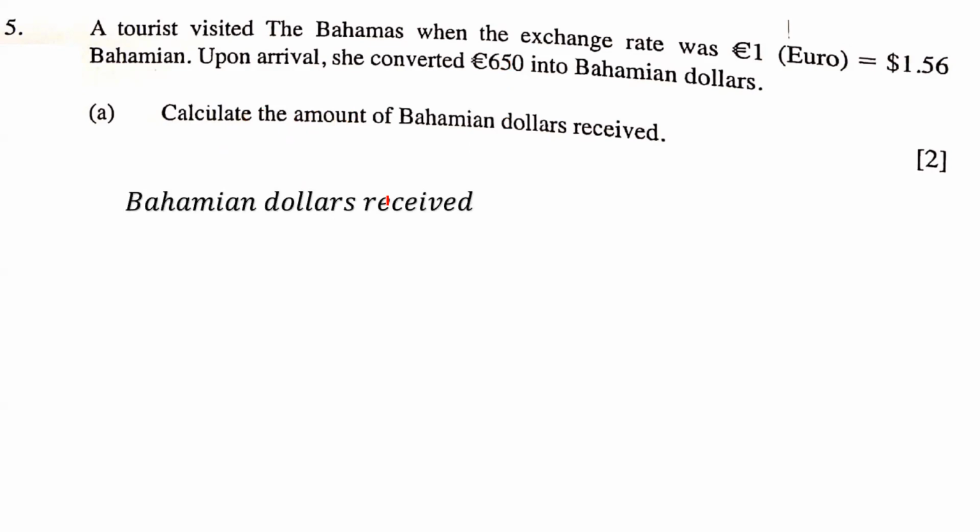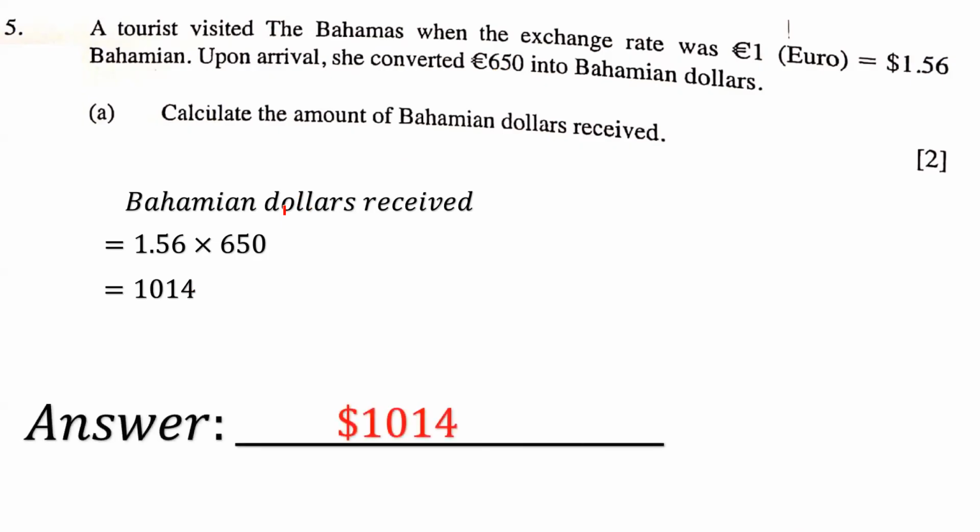We're going to multiply. The Bahamian dollars that she's going to receive is 1.56 times 650, and it's going to be 1,014. So the amount of Bahamian dollars she receives is 1,014. It's definitely bigger than 650. So the answer is 1,014. Now we can move on to the next question.